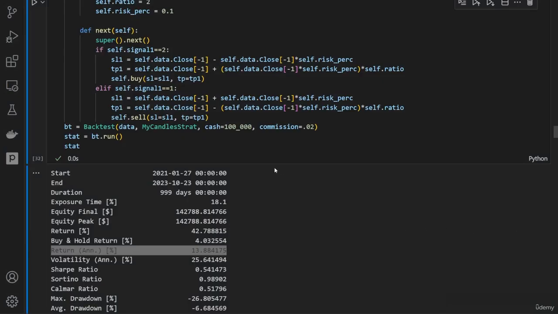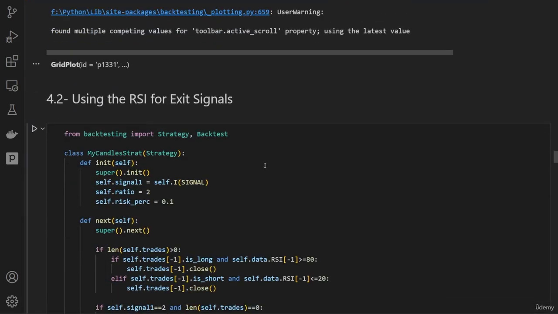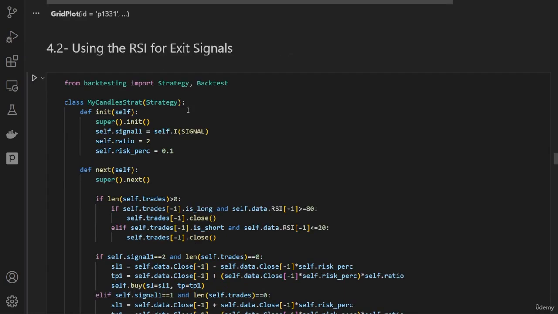In any case, this strategy looks promising, so let's go on and try using the RSI for exit signals. I'm showing you these methods here as an example for exit signals. This is not an exhaustive list, but just showing you, if you have an idea how to exit the market and how to manage the trades, how you can incorporate this into your backtesting.